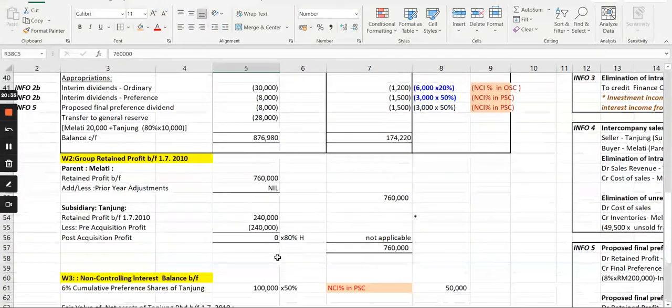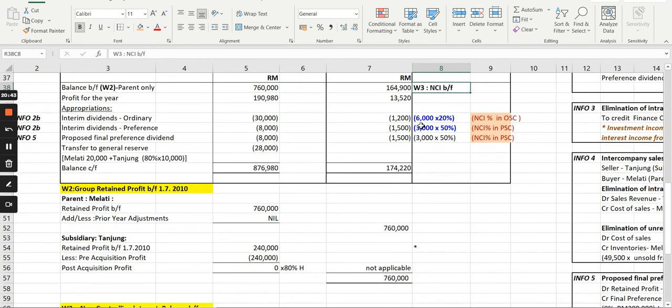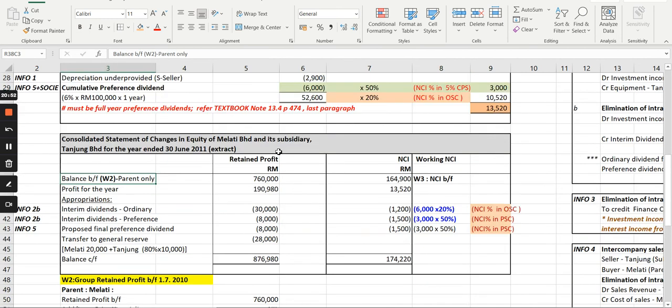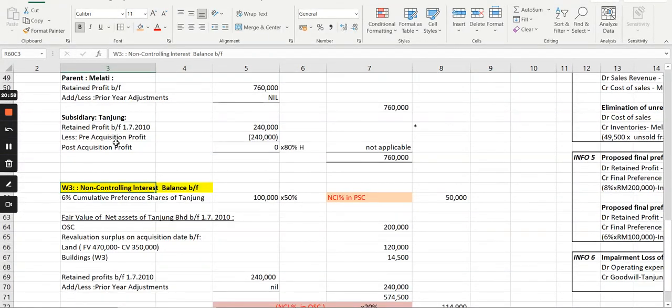Okay, done. Next, we will move on to the calculation of working three, which is the non-controlling interest brought forward. Remember, I'm mentioning again, non-controlling interest brought forward means on 1st of July, because the year end here is 30th of June, so 1st of July 2010. So non-controlling interest brought forward, I just put the date here, 1st of July 2010.